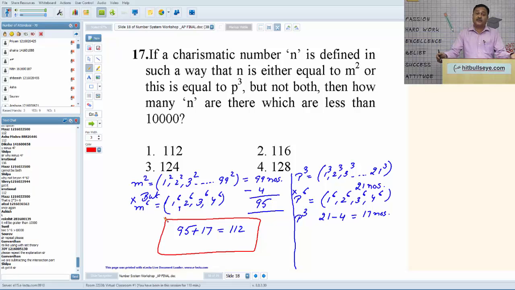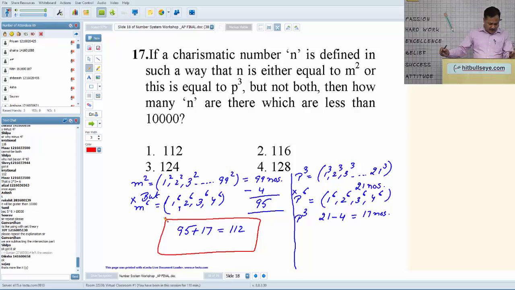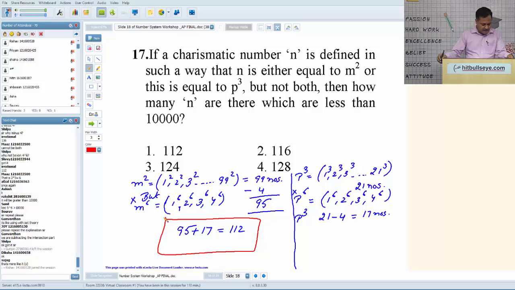We will not count these numbers, so we will minus 1 raised to the power 6, 2 raised to the power 6, 3 raised to the power 6 and 4 raised to the power 6 from the perfect cubes. So we will get 17 numbers there. So the total numbers which are perfect squares or perfect cubes are 95 plus 17, 112. So the answer is 112. I think you are getting this.